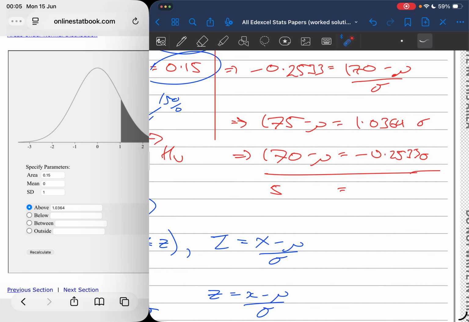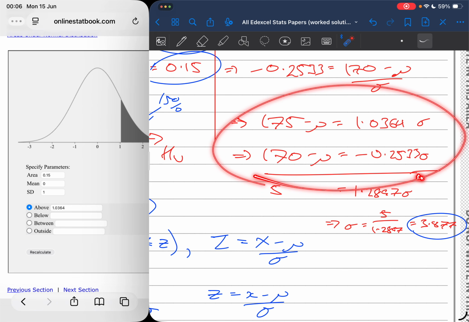So 1.0364 plus 0.2533. I'm going to get a number of 1.2897 lots of sigma. So that means sigma should be 5 divided by that big number. 5 divided by 1.2897 is going to be 3.877. Yeah, that's good for sigma.